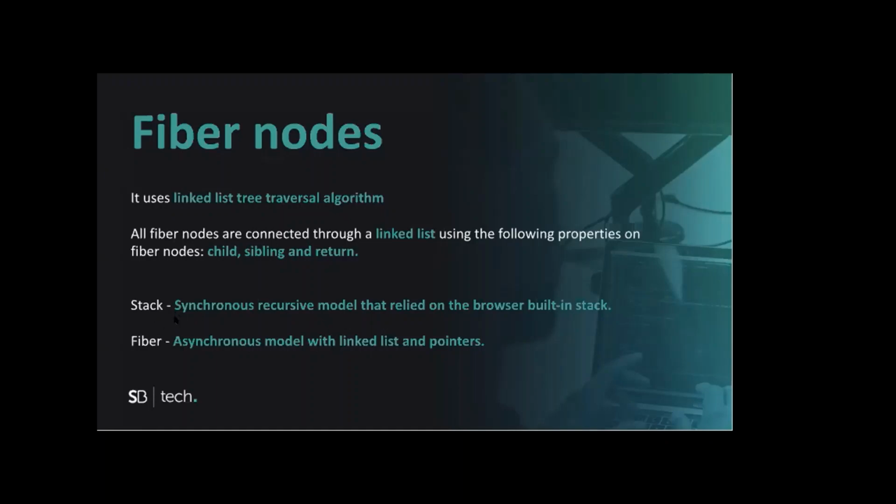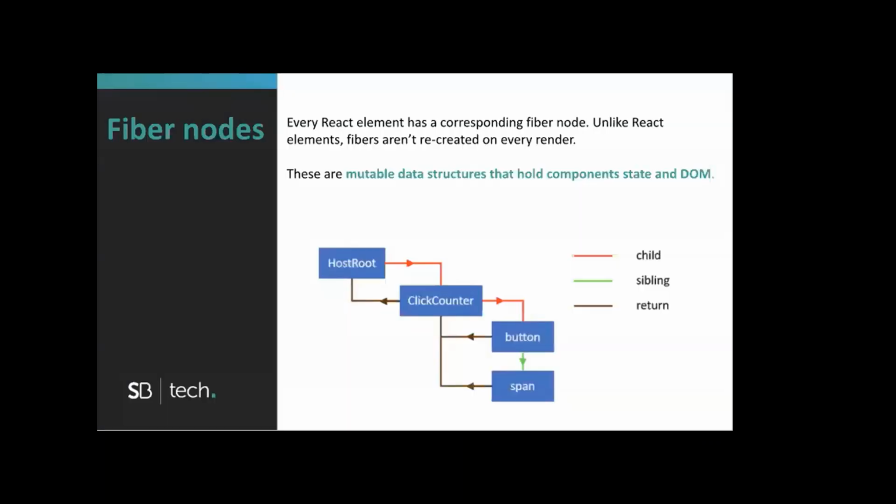So as you have seen, the difference is the stack, which is what we have currently. It has a synchronous recursive model that relies on the browser's built-in stack. So this uses the stack, which is our current React, 15 and below. 16 has a Fiber kind of asynchronous model with a linked list and pointers. So the linked list and pointers are one of the key parts for us to determine how to travel between components without impacting. I'll explain in the upcoming slides, which will make it much clearer.